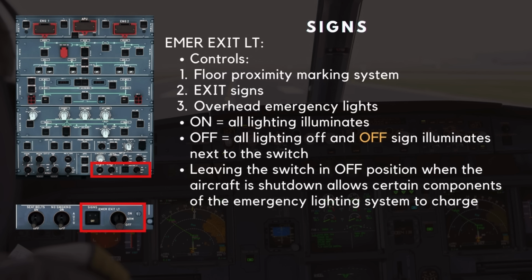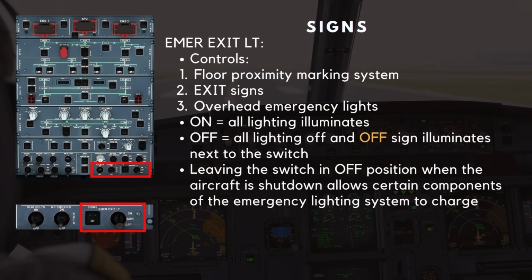Lastly, the emergency exit lighting switch. This controls the floor proximity marking system, the exit signs, and the overhead emergency lights. When the switch is in the on position, all of the above lighting illuminates. In the off position, all of the lights are off, and the amber off sign illuminates next to the switch.